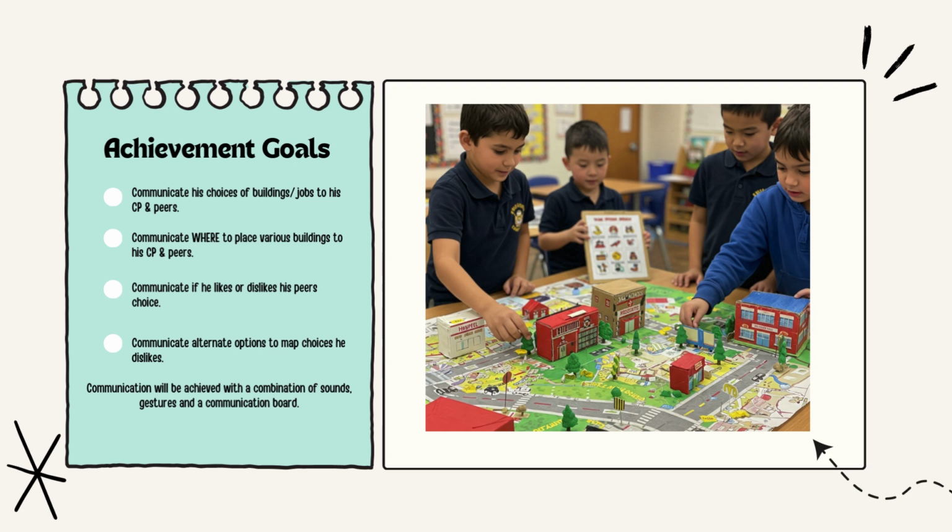Communicate where to place various buildings to his CP and peers. Communicate if he likes or dislikes his peer's choice. Communicate alternate options to map choices he dislikes. Communication will be achieved with a combination of sounds, gestures, and a communication board.